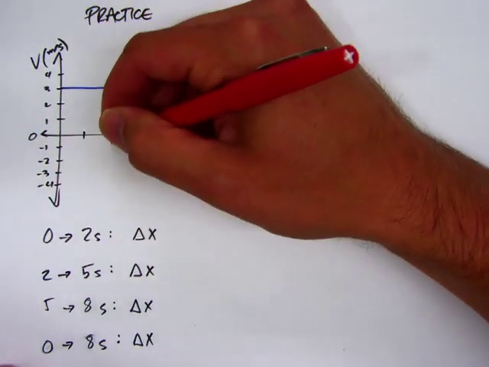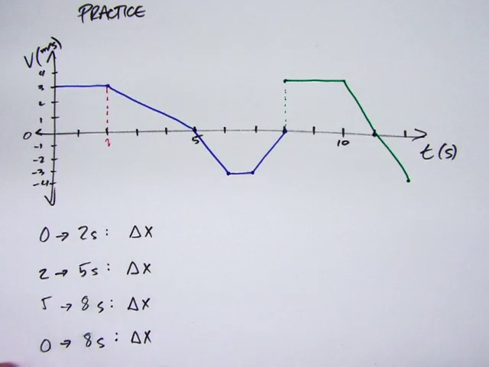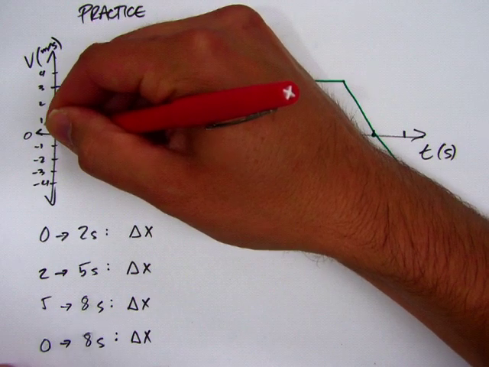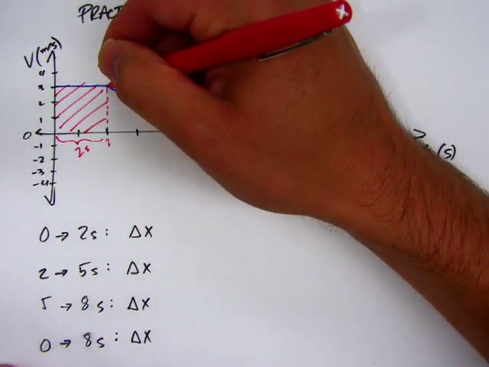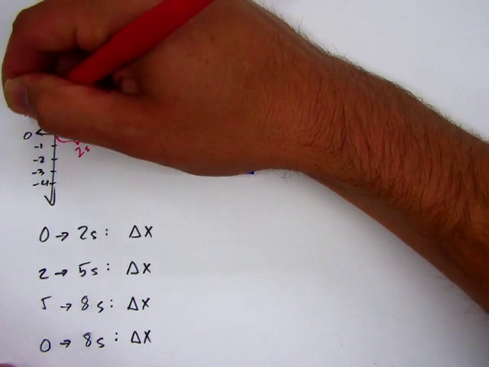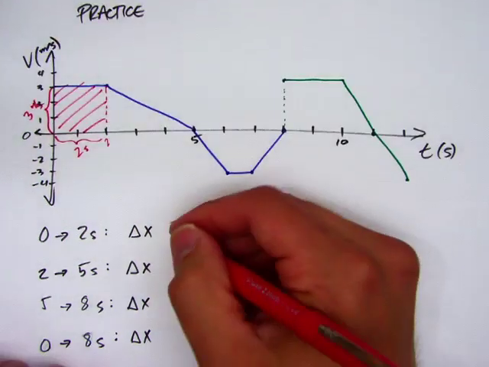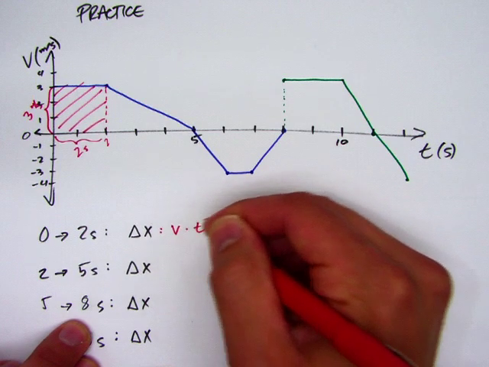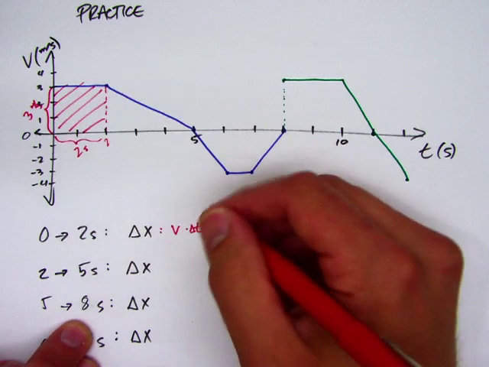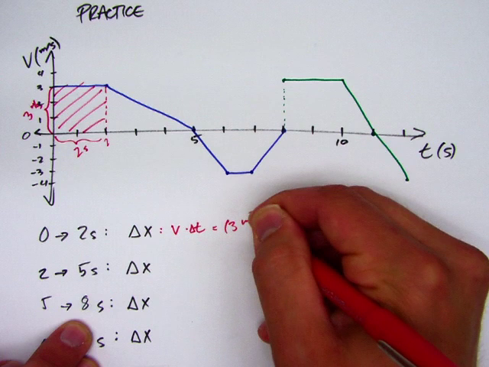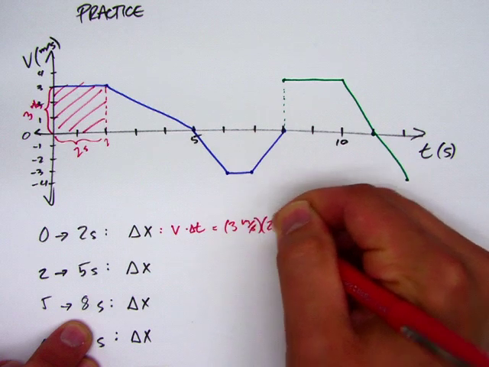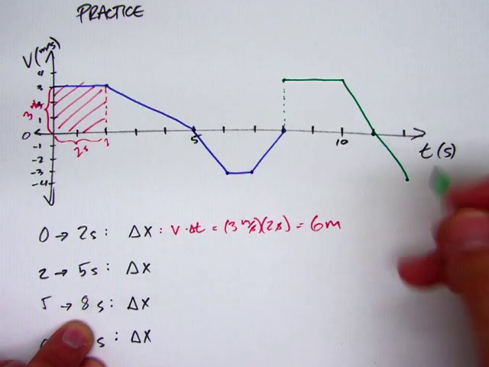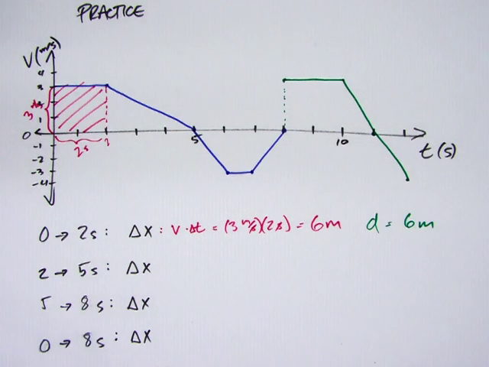So from 0 to 2 seconds, here's 2. What I want to do is identify and isolate the area under that curve. In this case, my width is 2 seconds. My height is 3 meters per second. So my delta x from 0 to 2 is my v times my delta t. In this case, v is constant. So it's my 3 meters per second times 2 seconds, which gives me 6 meters. Now, my distance in this case is also 6 meters. Right? Always positive.